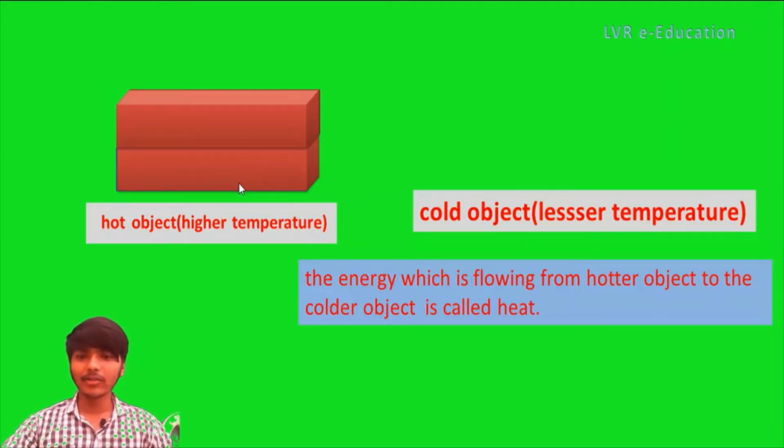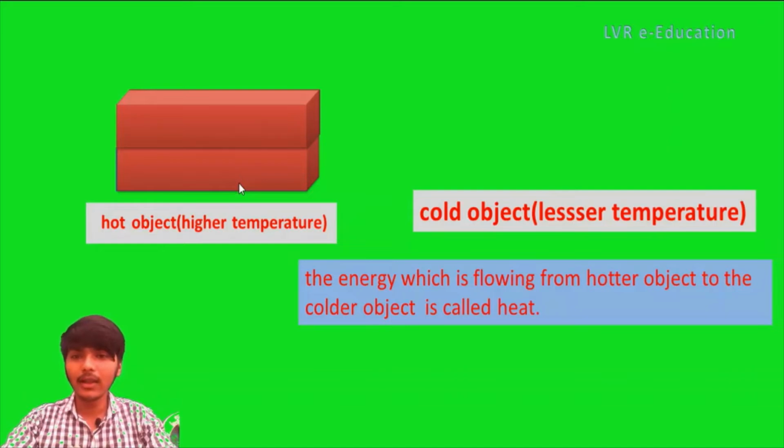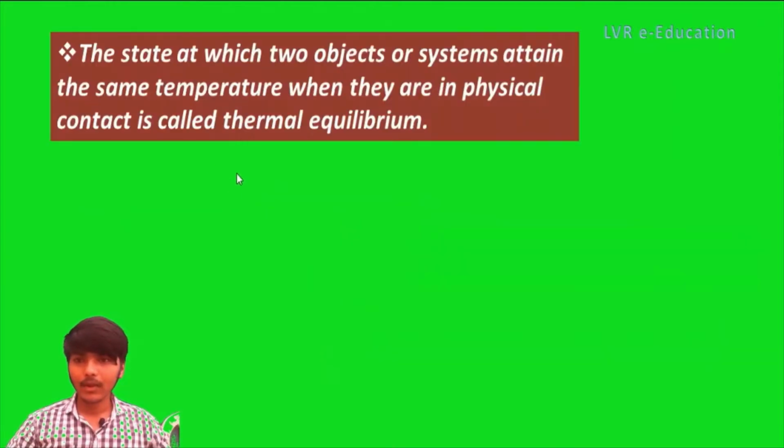Initially the heat transfer will be more when the difference of temperature is more, and it will keep on reducing. The difference in temperature will also keep on reducing, and it will become 0 when the temperature difference is 0. So we call the state at which two objects or systems attain the same temperature when they are in physical or thermal contact thermal equilibrium.